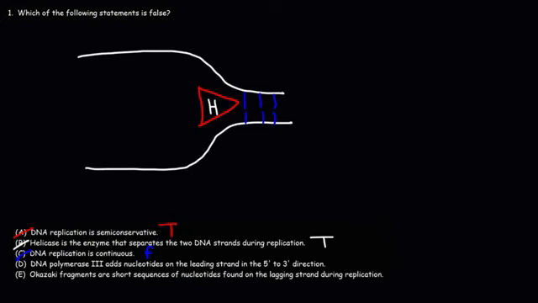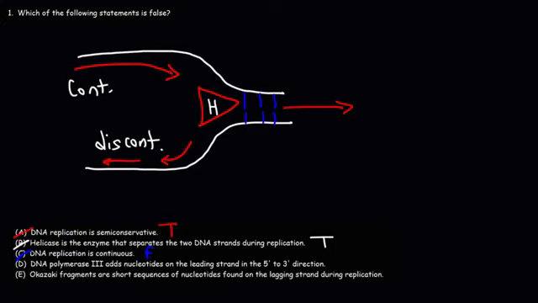The leading strand is produced continuously in the direction of the replication fork. The lagging strand is produced discontinuously in the opposite direction of the replication fork. Because the leading strand is produced continuously and the lagging strand is produced discontinuously, overall, DNA replication is said to be semi-discontinuous. So we know the other statements must be true.